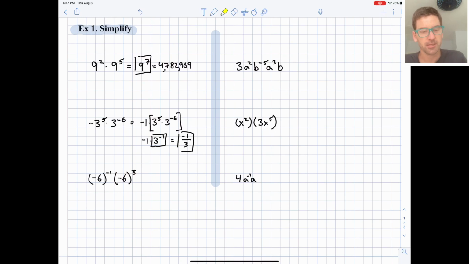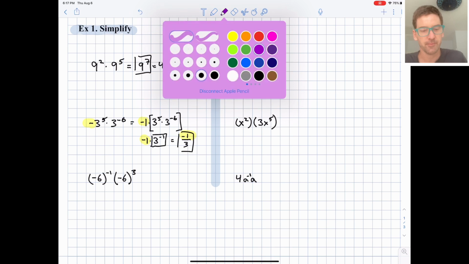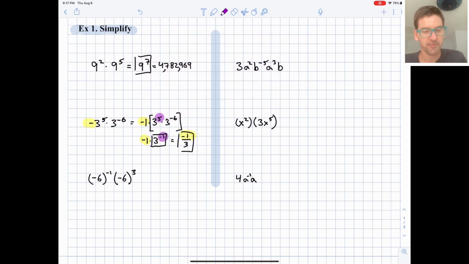Okay, let me try to color coordinate. This negative 1 corresponds to that negative 1 right there. All those highlighted negatives are the same one. And then this negative 1 came from adding those two guys together, and that's what got us the 3 in the denominator. Okay?